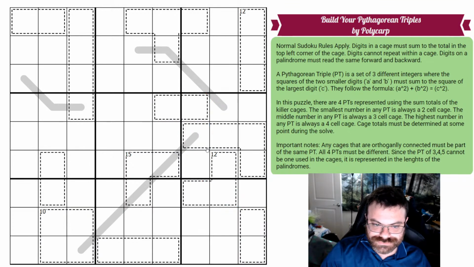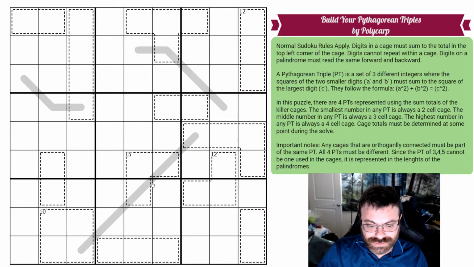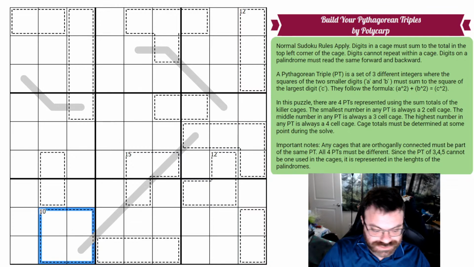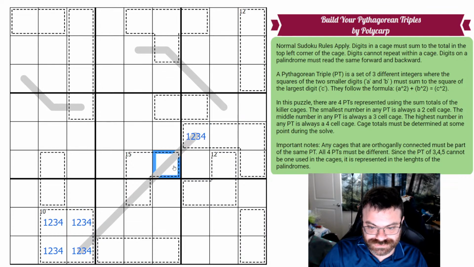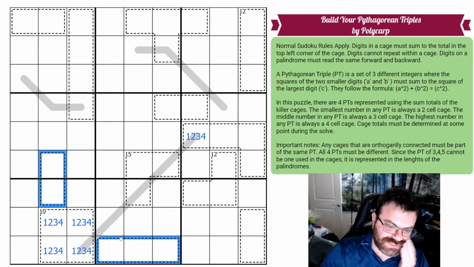Okay, so one thing I'm noticing is this 4-cell cage is a 10. So first of all, that has to be 1, 2, 3, 4. Means this is a 1, 2, 3, 4. But also that means that the triple it's connected to involves 10, and 10 is the hypotenuse.